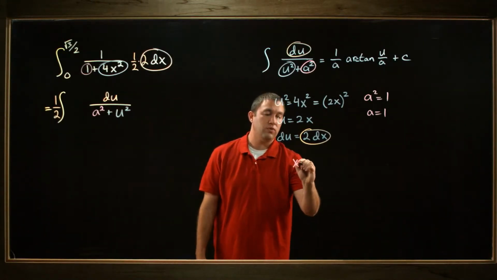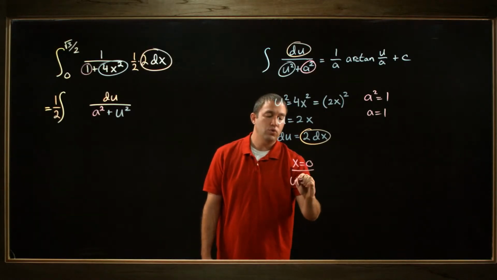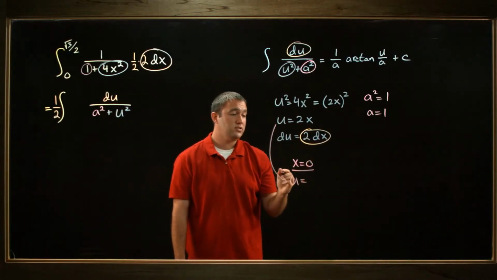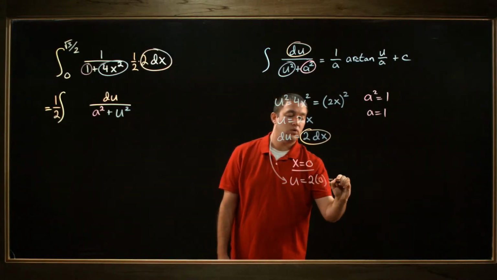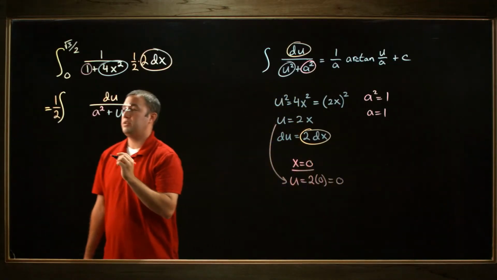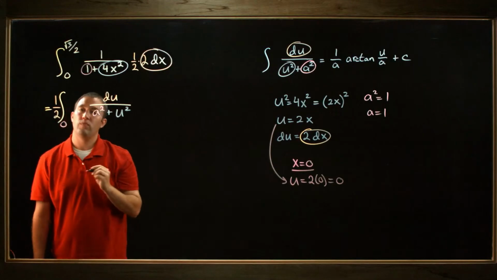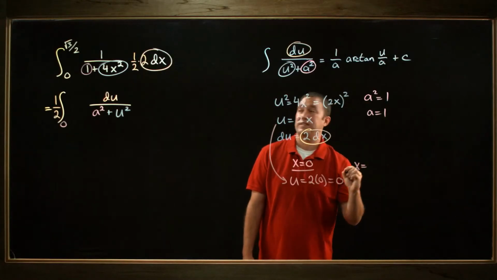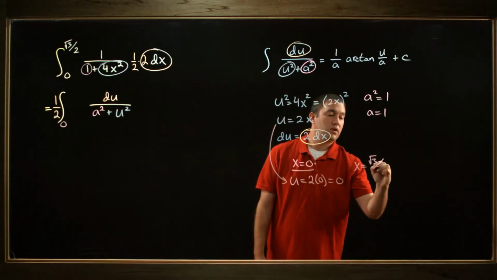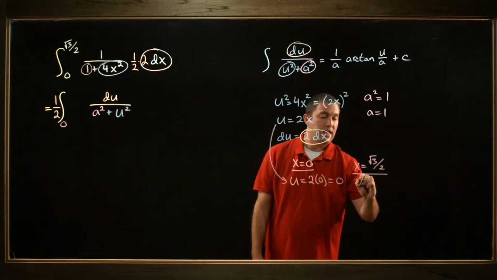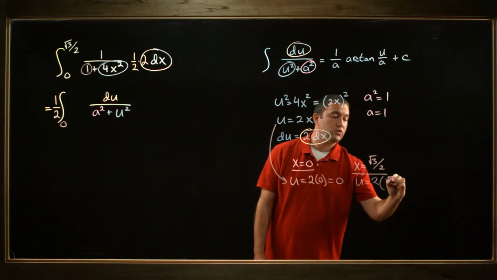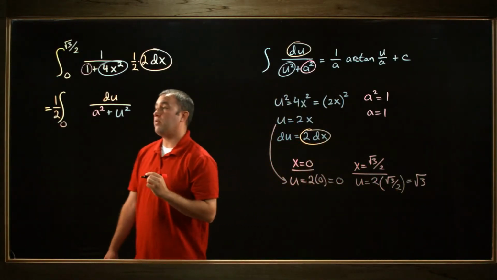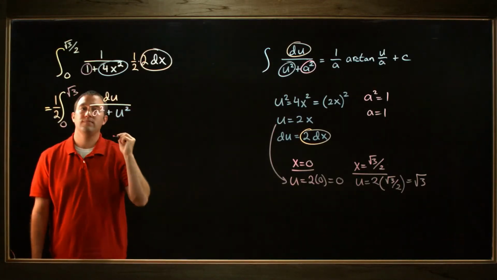If x equals 0, that's my lower limit of integration, then what does u equal? Well, I've got a formula right here for u. u equals 2 times x. So in this case, u would equal 2 times 0, or 0. So my lower limit of integration changes from 0 to 2 times 0, so it really remains the same. But now it's with respect to u. My upper limit of integration with respect to x is square root of 3 over 2. Well, that means u is equal to 2 times the square root of 3 over 2, which is the square root of 3. Okay, so my new upper limit of integration is the square root of 3.